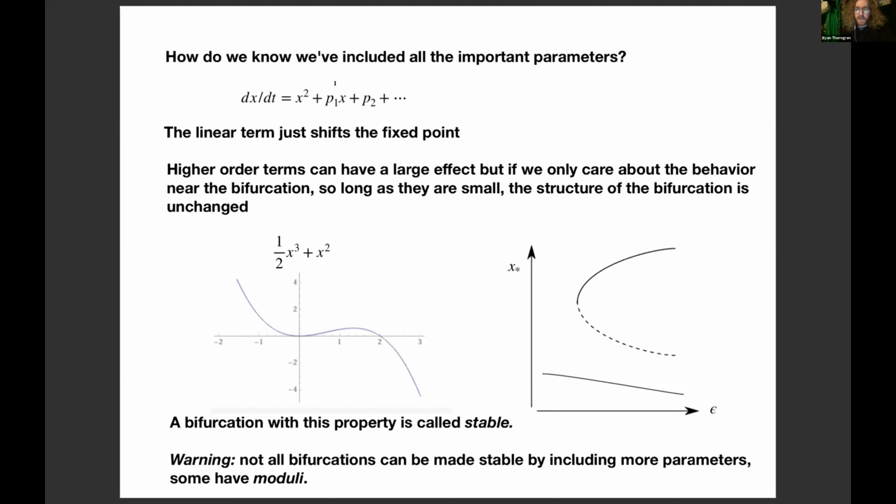Fine. Well, what about a more complicated term, for instance, an x cubed term? An x cubed term is kind of dangerous because no matter how small its coefficient is, it's eventually going to be bigger than all of the other terms. It's going to be the dominant term. But as long as the coefficient is small, near the fixed points, which are close to x equals 0, it doesn't do very much. Here I've plotted, for instance, 1/2 x cubed plus x squared.